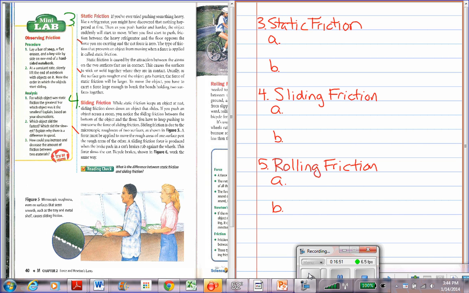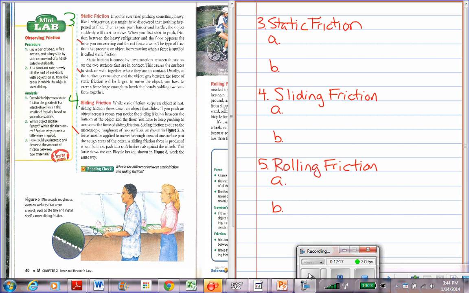Static friction is caused by the attraction between the atoms on the 2 surfaces that are in contact. This causes the surfaces to stick together or weld together when they are in contact. Usually, as the surface gets rougher and the object gets heavier, the force of static friction is larger. To move the object, you have to exert a force large enough to break the bonds holding 2 surfaces together.